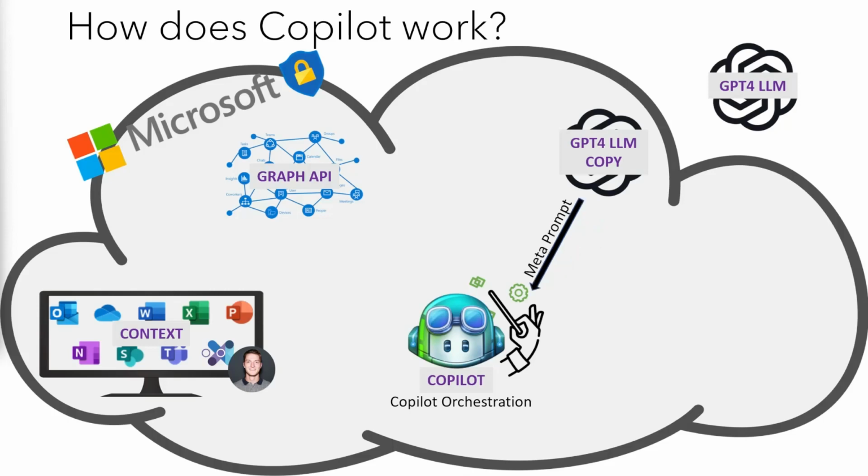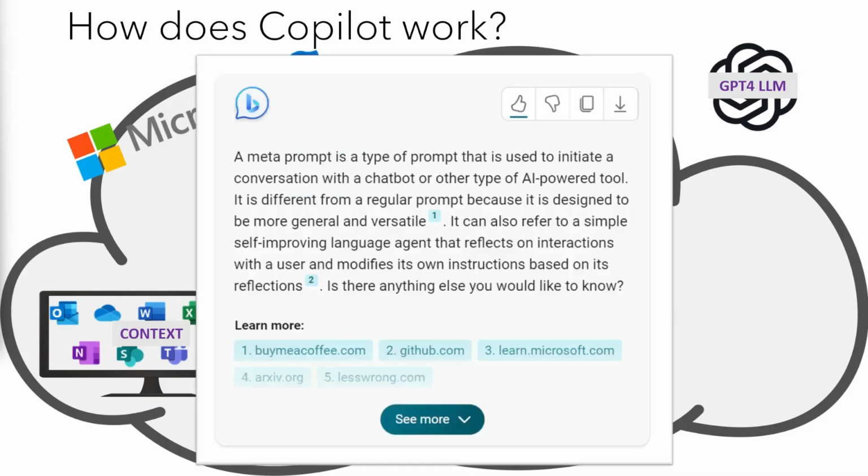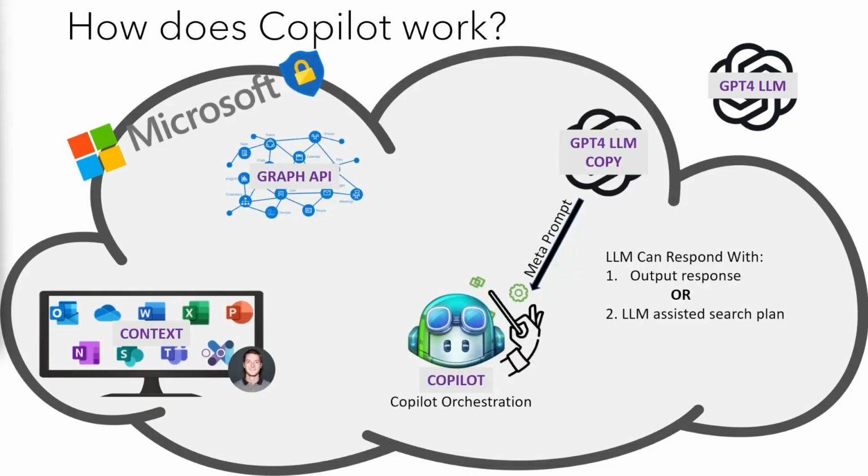Copilot creates a meta prompt. What is a meta prompt? While a regular prompt is specific to a particular task or conversation, a meta prompt can be used in a variety of situations and it can adapt to different contexts. Essentially, Copilot will improve your prompts. At this point, Copilot will either output a response or develop a search plan to find more information.